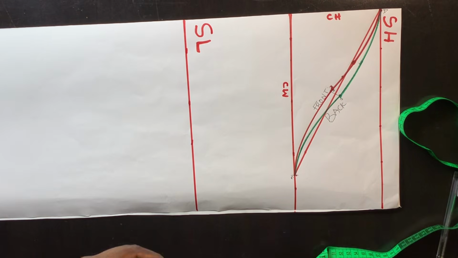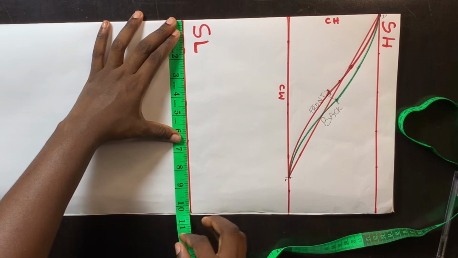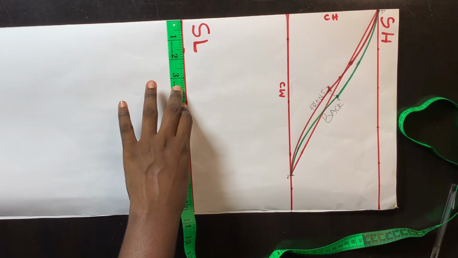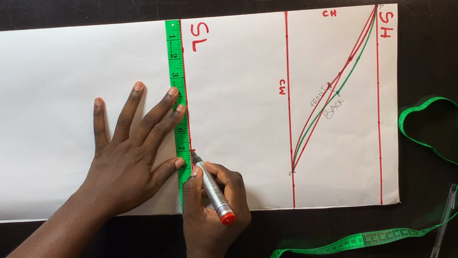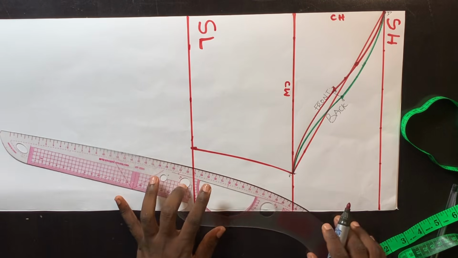Next, you have to determine how wide you want your sleeve to be at the sleeve length line. I want mine to be as wide as 14 inches. So 14 divided by 2 gives me 7 inches, which I marked. And I'm going to go in with my curve to connect the points just as shown.